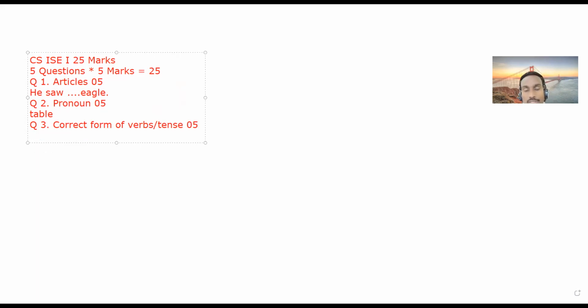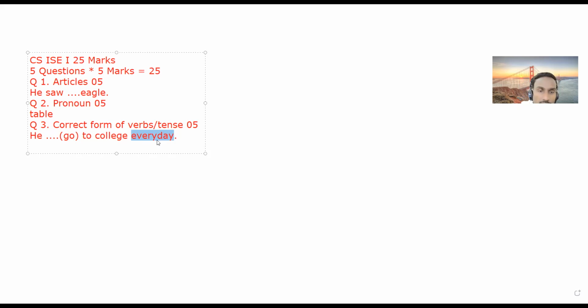So what kind of questions will come here? Here you will get one sentence like this, for example: he, blank, and in brackets you get one verb. You have to use the correct verb form which is given in the bracket. If you read this sentence, he blank to college every day. From every day you can understand what kind of verb form will be there. So who will tell me what will come here?